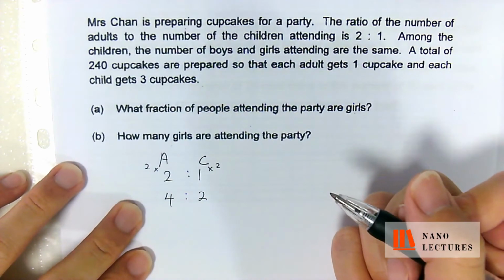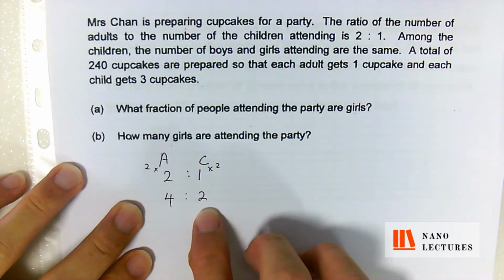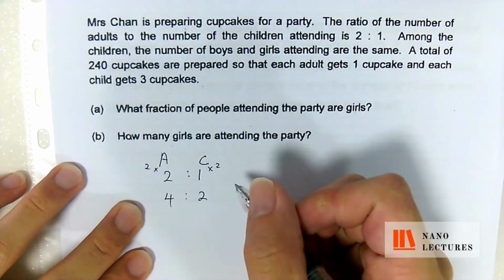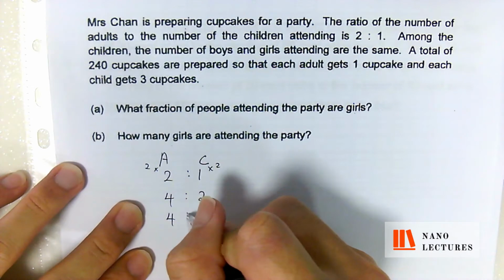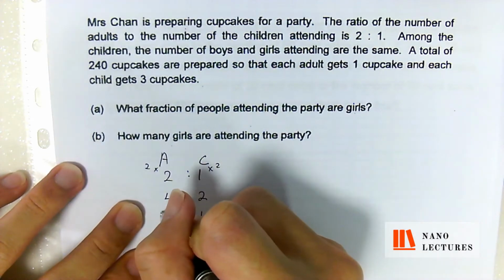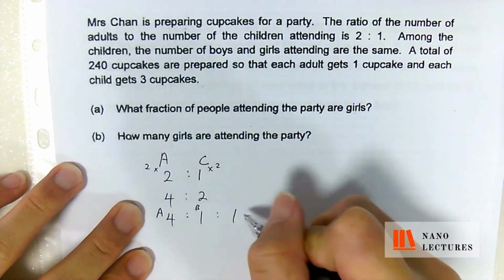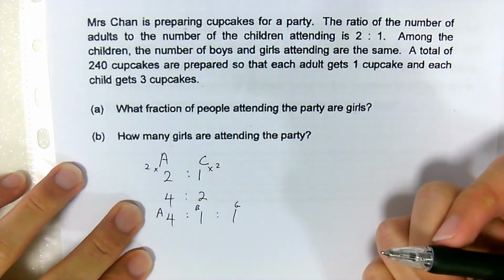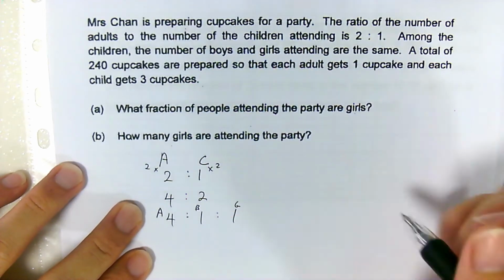Why would I want to do that? It is because I can split the 2 into 1 boy and 1 girl. So this will actually become 4:1:1. This will be the adult, this will be the boy, and this will be the girl. Simple, right? After we do that, we continue with it.